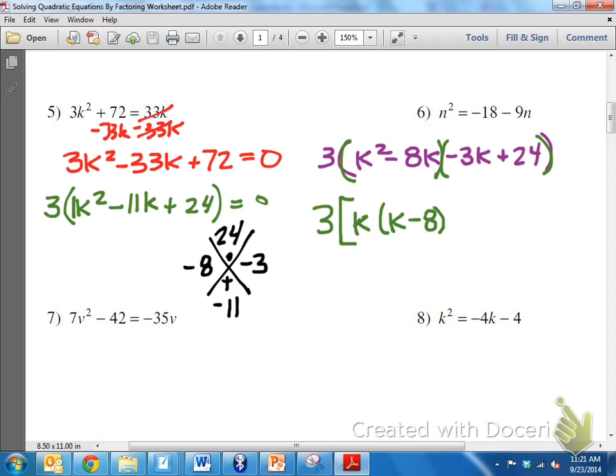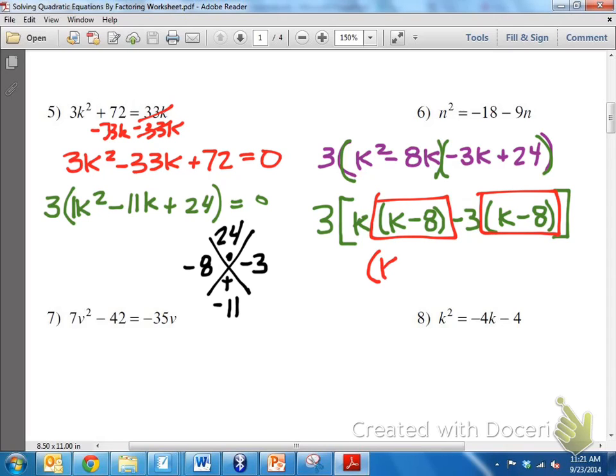Out of the second group, on my greatest common factor, I'm going to factor out a 3, but I'm going to factor out a negative 3. Because remember, the goal of when we factor by grouping, we need the parentheses to match. And if I factor out a negative 3, they will match. So k minus 8 matches, and so I write k minus 8 once. And then k minus 3 matches, so we write the leftovers there. And notice how I drop down the 3.